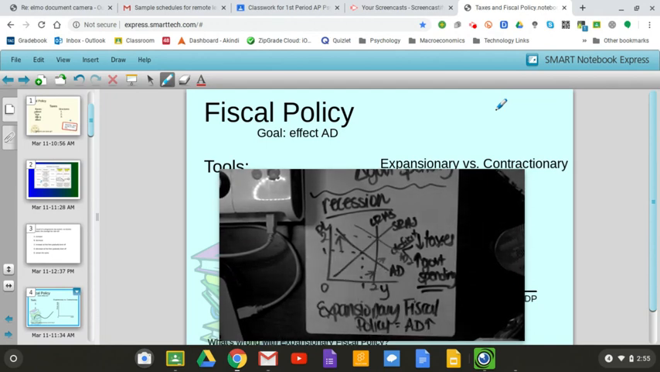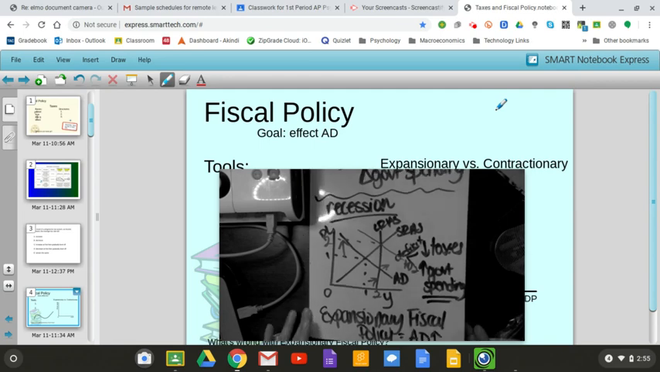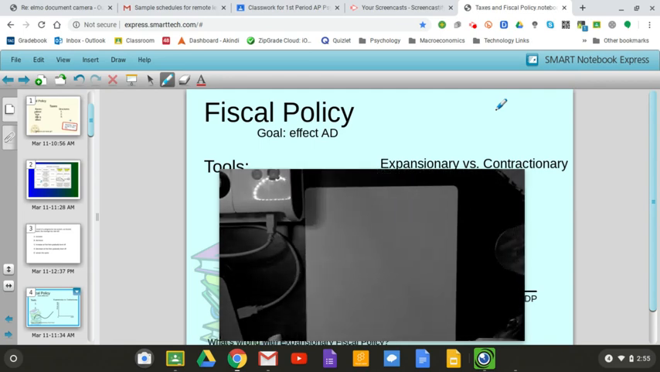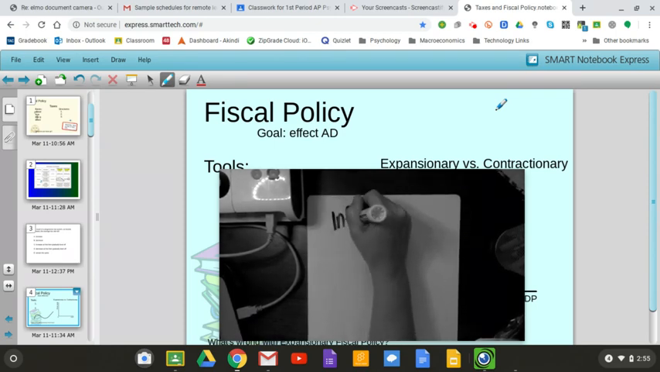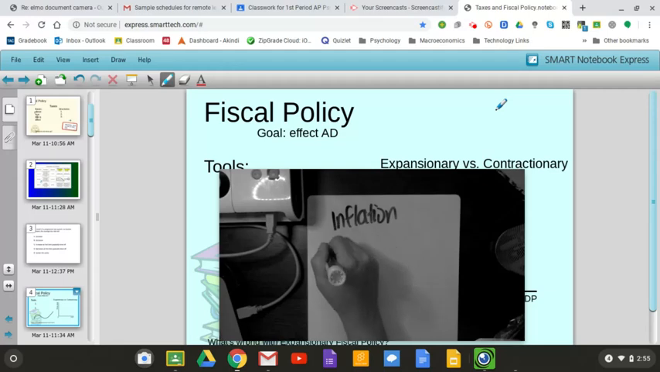But expansionary fiscal policy expands the economy, obviously, the whole purpose of it. So we must be in a recession. We must have a recessionary gap if we're going to do these. So that's as if we're in a recession. If we, though, are in inflation, an inflationary gap, just the opposite, right? Price level.